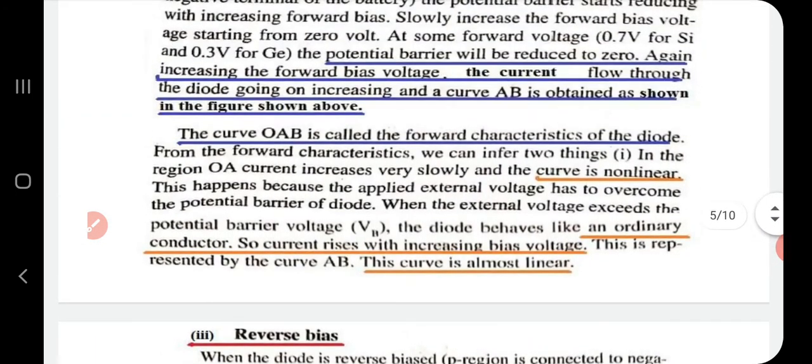So, as already said, up to this point OA the curve is non-linear. Why? Because the applied voltage has to overcome the potential barrier. Once the applied voltage overcomes the potential barrier, forward current increases rapidly with the bias voltage.